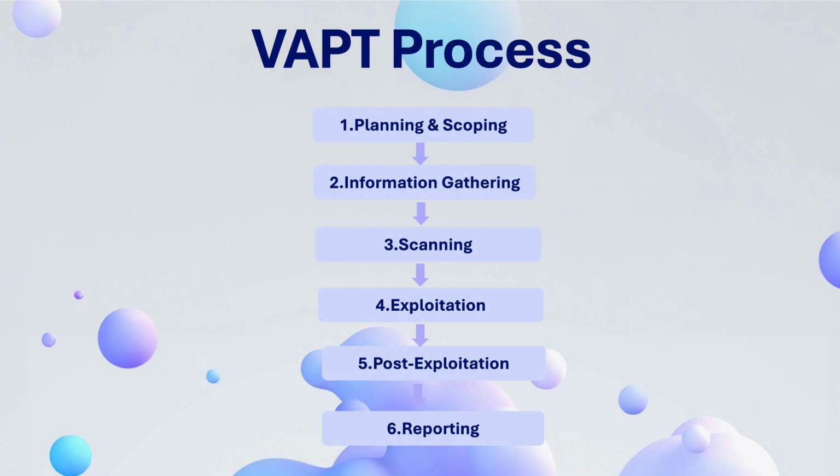Number two is information gathering, which can also be called reconnaissance. Here we collect data about the target using passive methods like Google Dorking and active methods like Nmap. Next comes scanning. This step involves using tools like Nessus or OpenVAS to identify vulnerabilities in the target system.